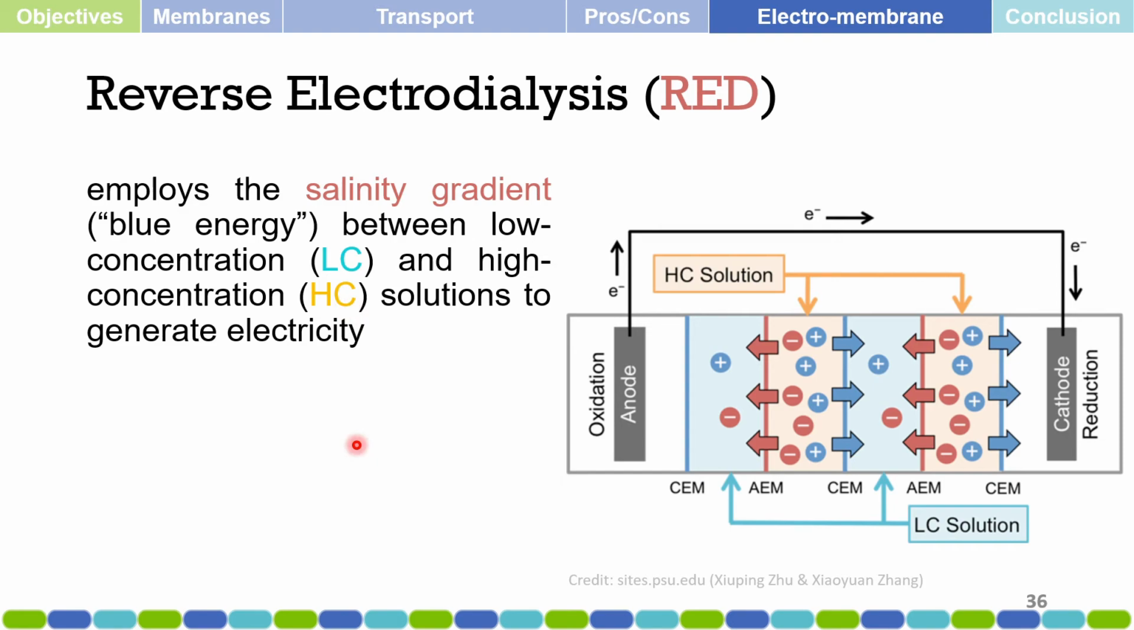Now moving on to power production using the electromembrane process. Reverse electrodialysis is actually the reverse of the electrodialysis process. In this case, you tap into the salinity gradient from the feed streams, what we call the blue energy, between a feed of low concentration and a feed of high concentration solution. Because of the transport of ions from the high concentration solution to the low concentration solution, the electrons are forced to move through the two electrodes, and in this way it generates electricity.